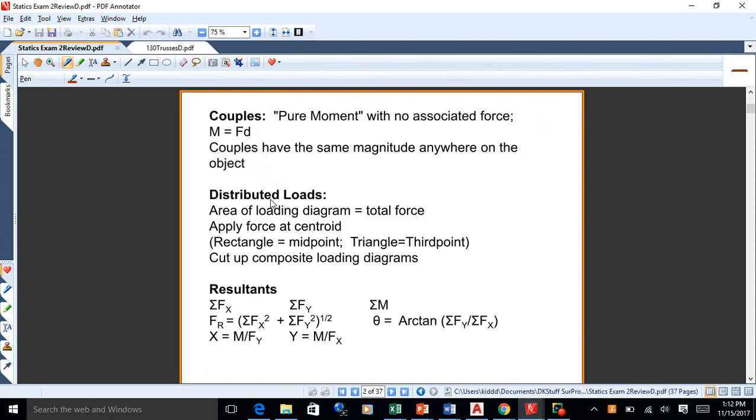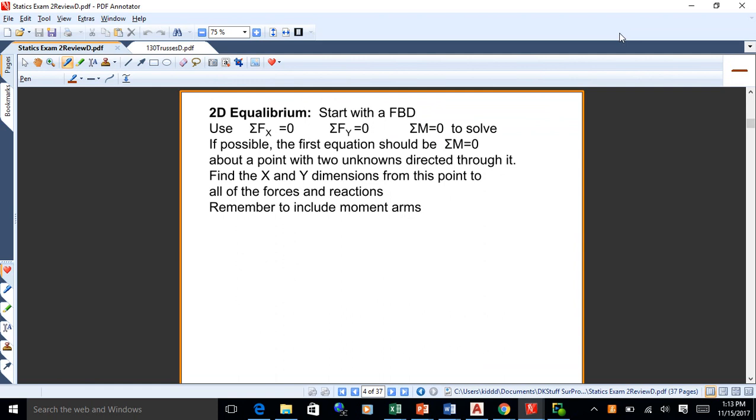Sum of fx, sum of fy, sum of moments. And then the resultant force is found by theorem of Pythagoras, and the angle of the resultant is found using arctangent, y over x. You can find those offset distances too using those moment divided by force equations. All right, then 2D equilibrium, start with a free body diagram, use sum of fx, sum of fy, and sum of moments to solve.